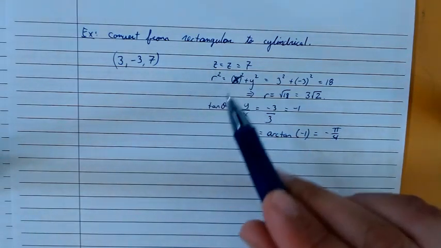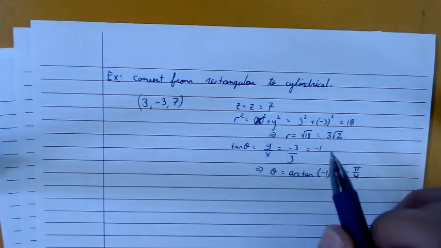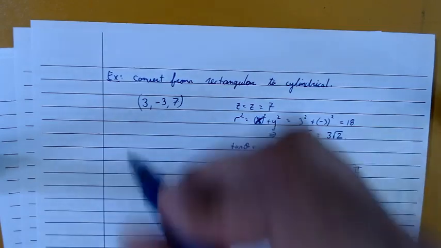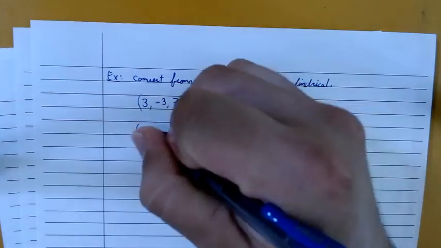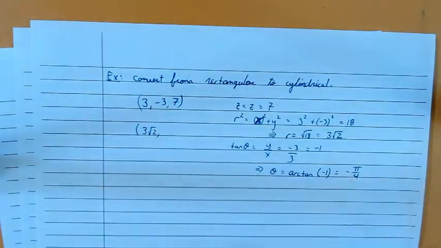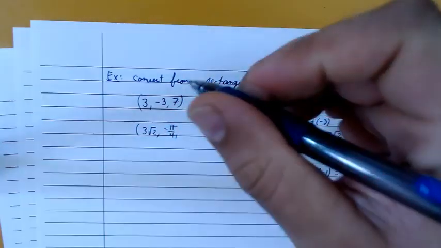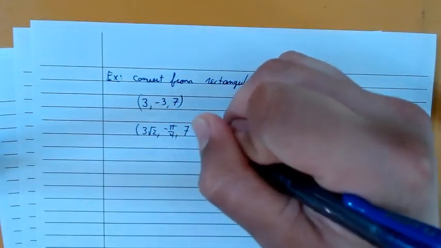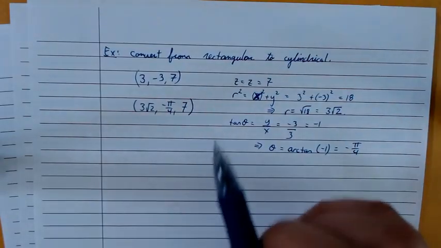So here, from rectangular to cylindrical, we have our r, our theta, and our z. And of course, by convention, we put those in that order: r, theta, and z. And that's our result.